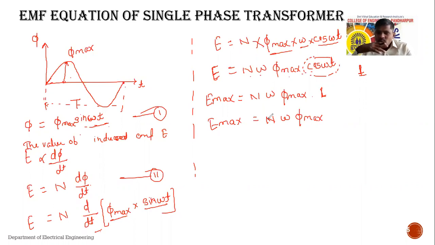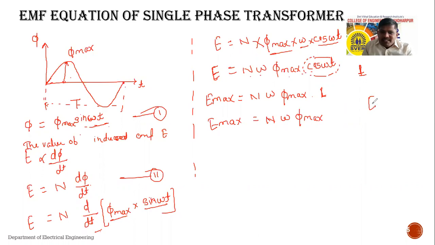Can anyone tell the formula which represents the relation between maximum value and RMS value? RMS is nothing but root mean square value. I want to represent the RMS value. So can anyone tell the relation between RMS value and maximum value? Maximum divided by root 2. Yes, yes. Maximum divided by root 2. RMS is equal to maximum divided by root 2.